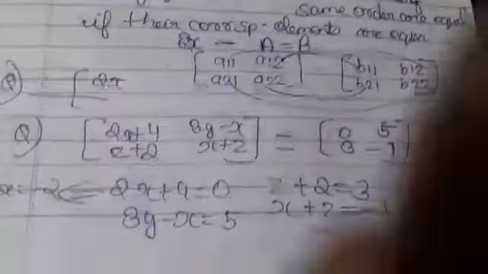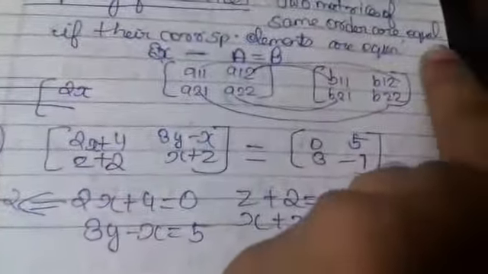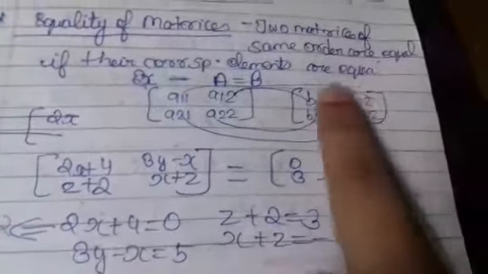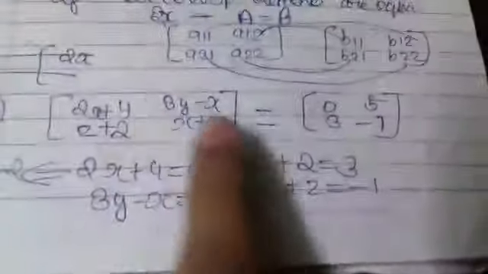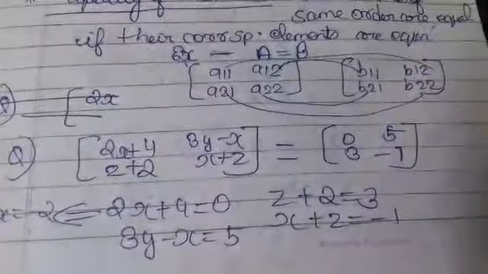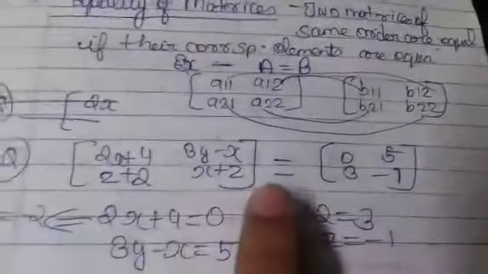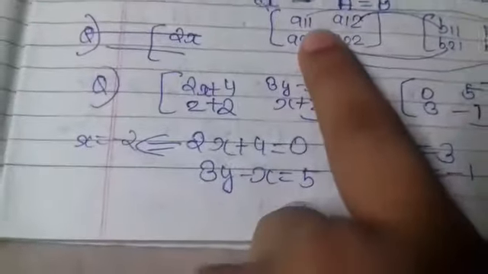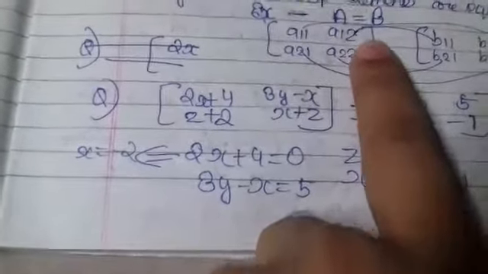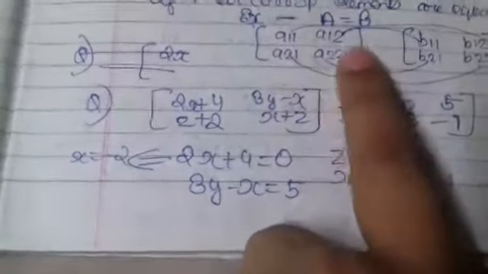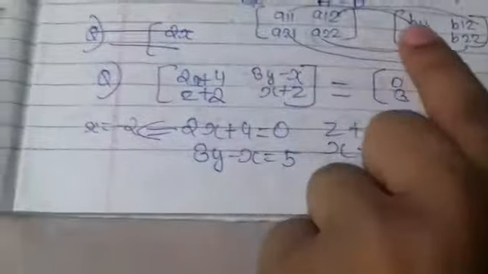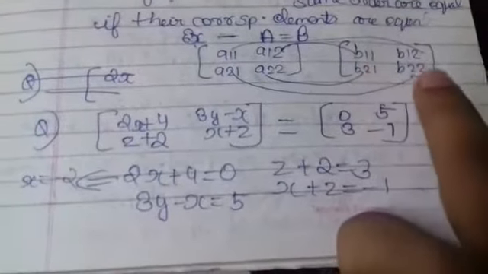Now we will see operations on matrices. How to solve matrices, now we have to see. Two matrices of the same order are equal if their corresponding elements are equal. If we have to compare matrices, first their order should be the same. Here you can see A11 A12 A21 A22, this is 2 into 2 order, and similarly another matrix B11 B12 B21 B22.